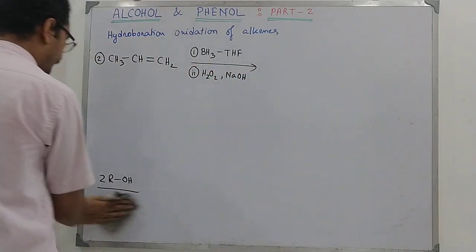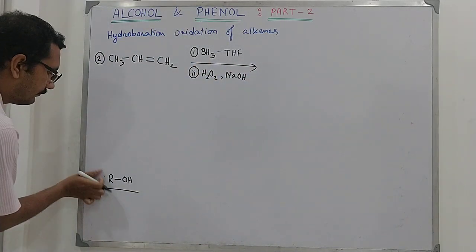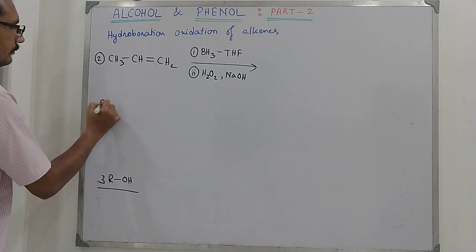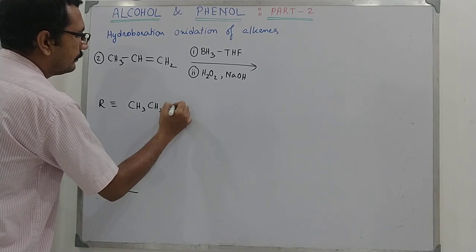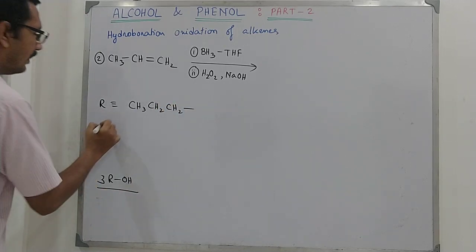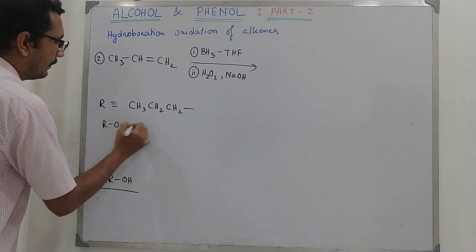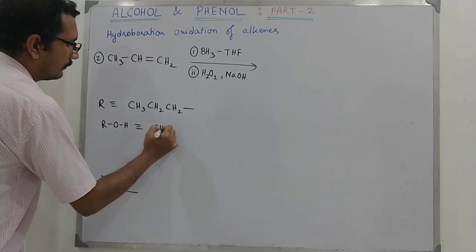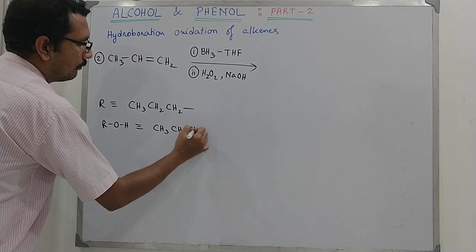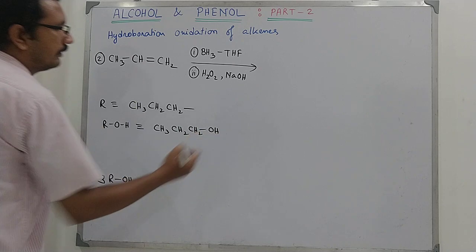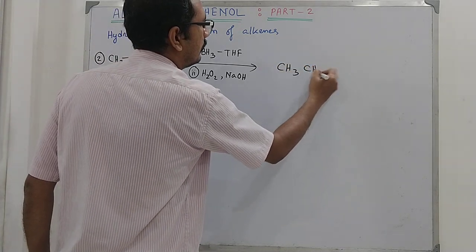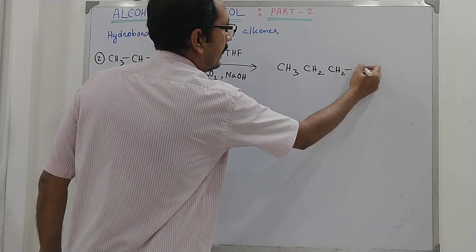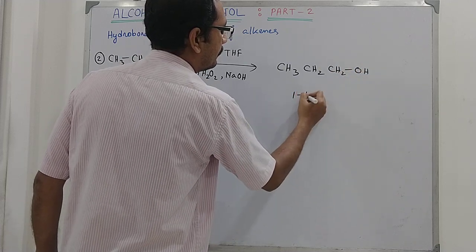Now remember, what was R? R was the 1-propyl group. So ROH will indicate 1-propanol. So we will have here 1-propanol as the major product.